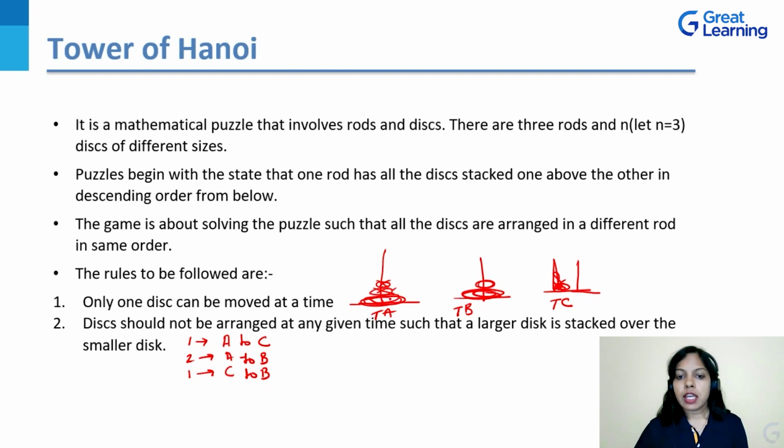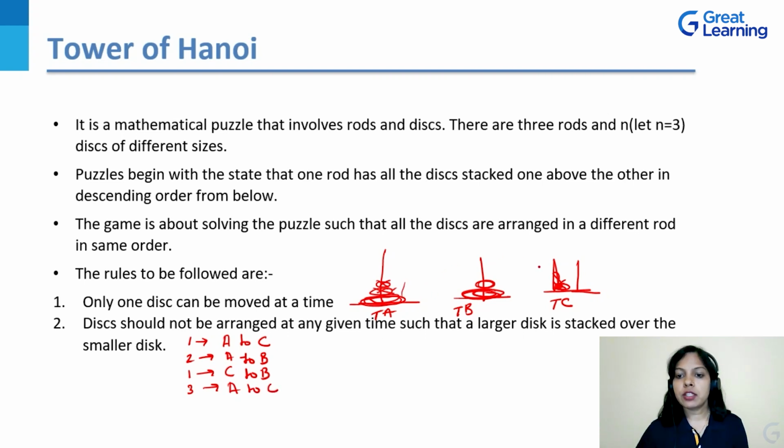And tower A is having only the largest disk, disk one, and tower B is having two disks, the second largest one and the smallest one. Now what I'll do is, I'll move the disk from tower A to tower C. This is the largest one. So I'll move disk 3 from A to C.